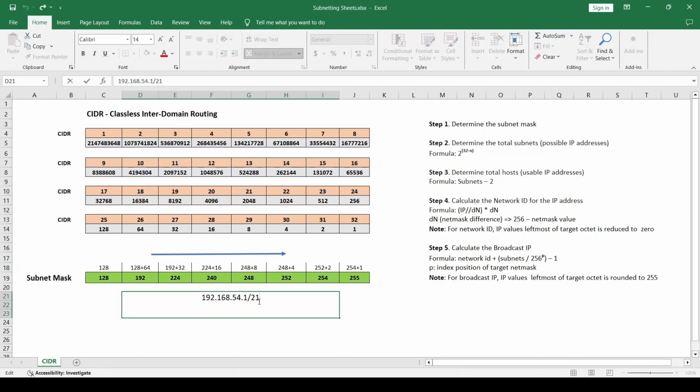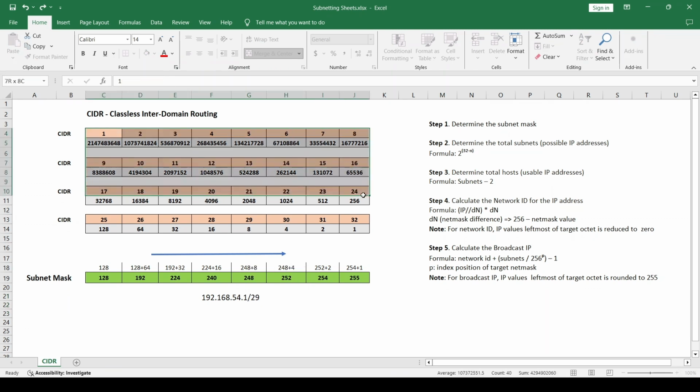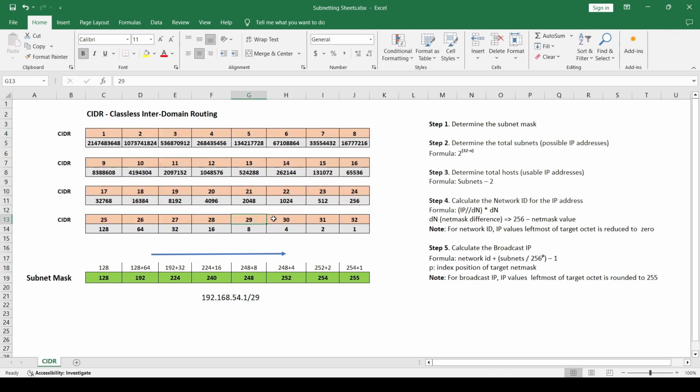Similarly, if we have, let's say, 29, for example, the first 29 bits have been reserved for the network. So we have this all the way to 29. The first 8 bits have been reserved, the first 24 bits have been reserved, and then all the way to the 29th bit has been reserved for the network. Again, this is going to be very important going forward that you understand this.